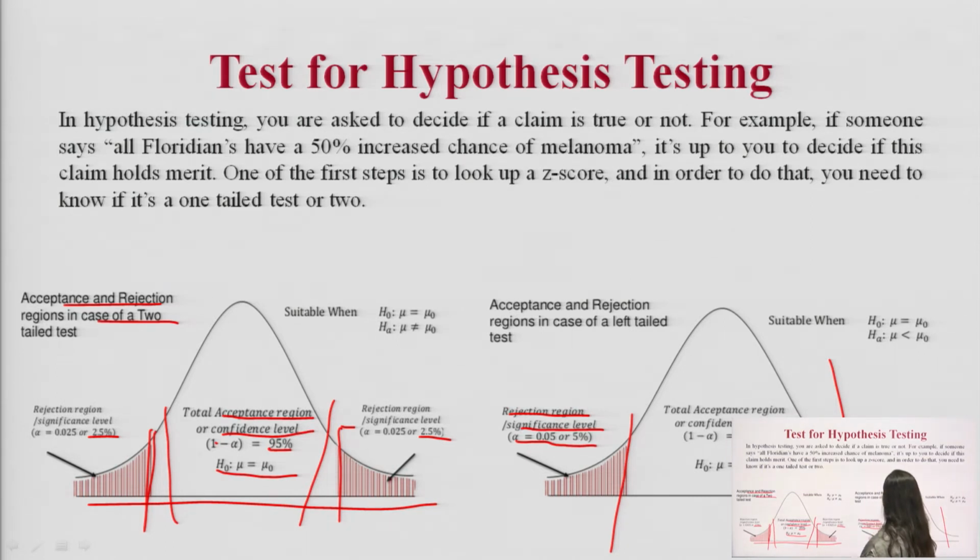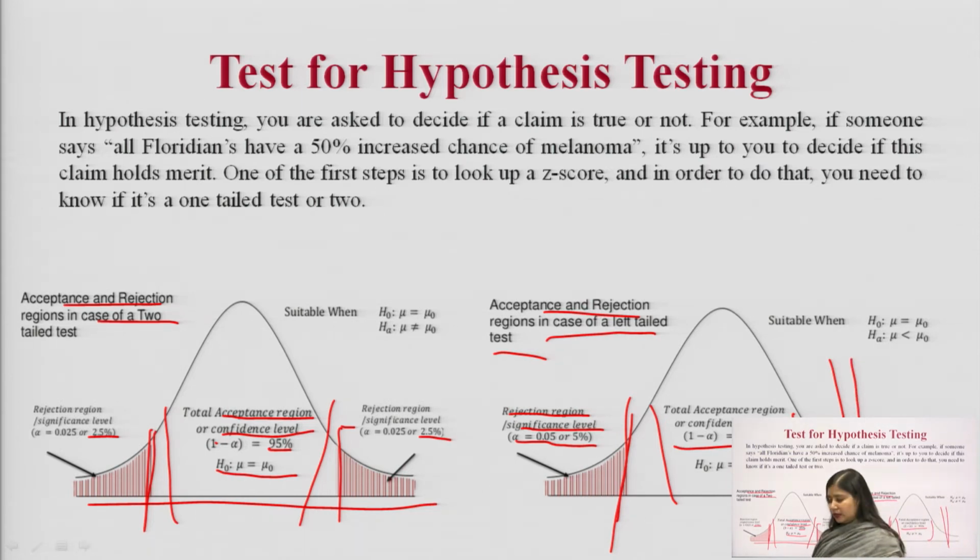0.05 or the 5%, or you can say there is a 5% chance of rejection, and the total region of the confidence region is shown as the accepted region. And basically if this 5% is on the left side, it is called a left tailed test, and if this 5% is on the right side, then it is called a right tailed test.